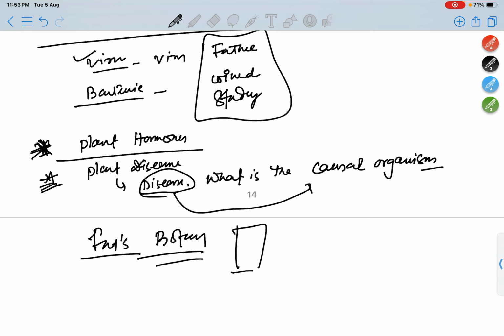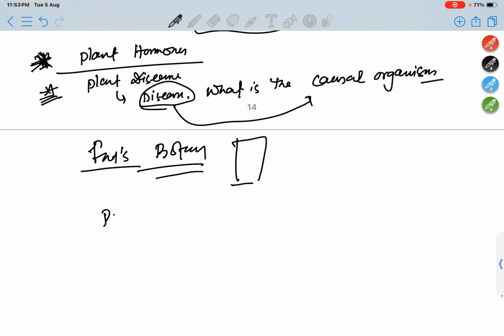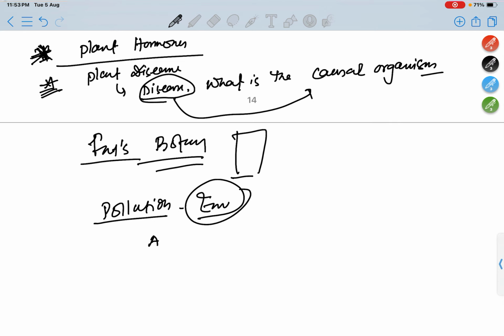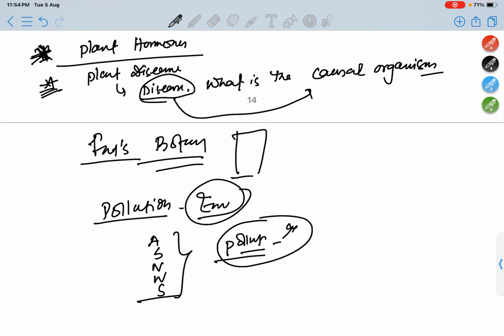Now, sorry, there is another portion, pollution. This will come in the environment section, but still I am covering it here. So pollution you should read: air pollution, sound pollution, nuclear pollution, water pollution, soil pollution, and also some pollutants. What are the different air pollutants? For example, hydrogen sulfide, nitrogen oxide, sulfur dioxide, etc. So these are some pollution related things, and these are pollutants you should read. So that's it for botany.